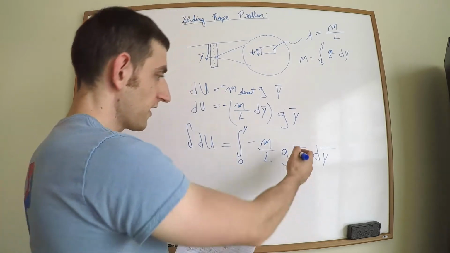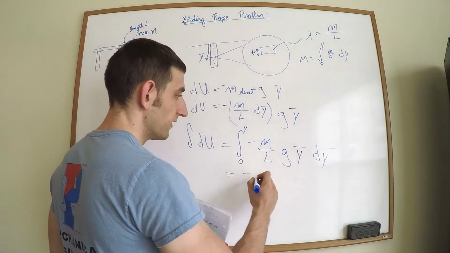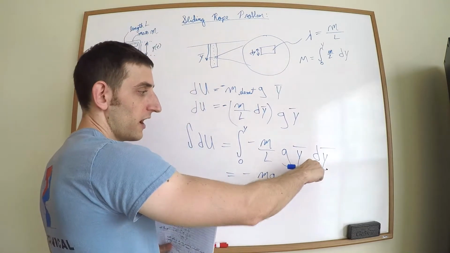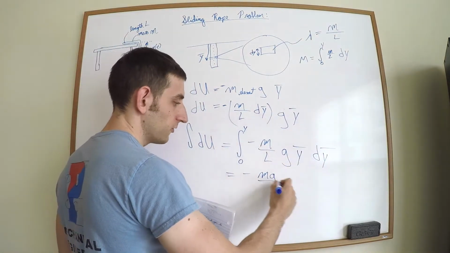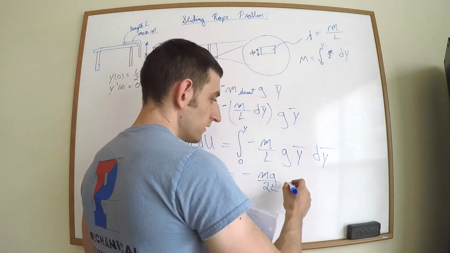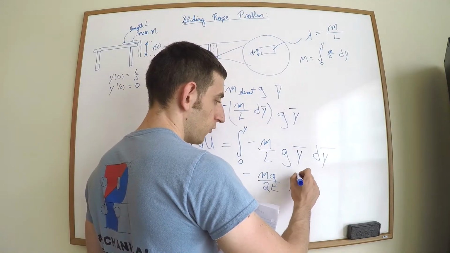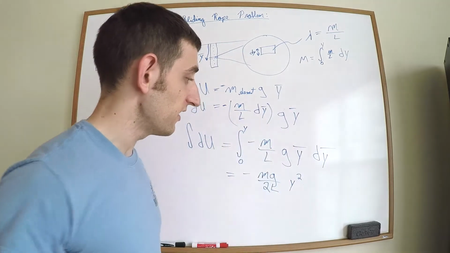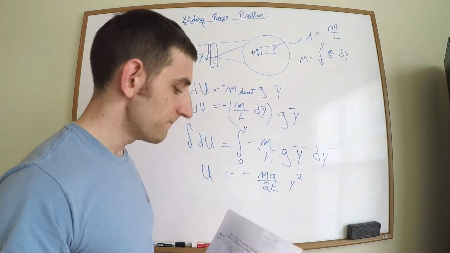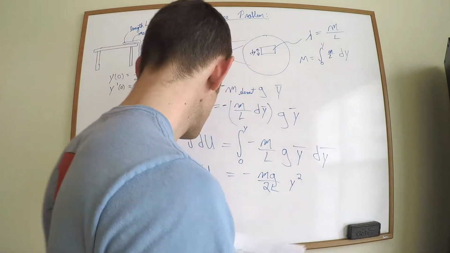So when we integrate this, we get negative mg. So y dy. That integral is y squared over 2. I'm going to put the 2 down here. And we end up with y squared after we put in the y term there. Okay? So that's going to be our U term.